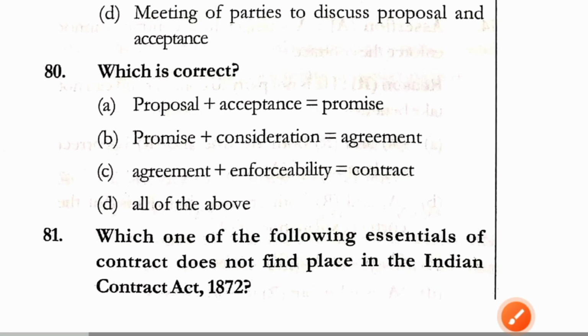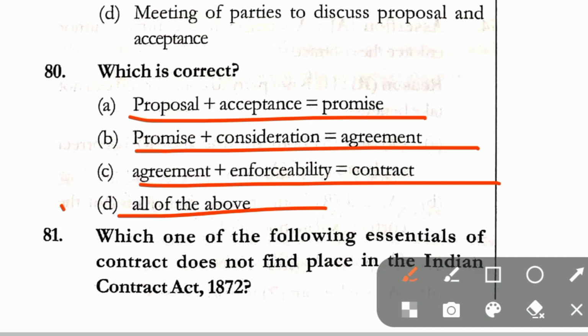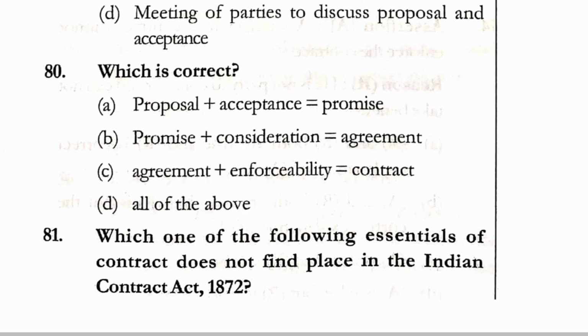Question number 80. Which is correct? Proposal plus acceptance is equal to promise. Promise plus consideration is equal to agreement. Agreement plus enforceability is equal to contract. And option D, all of the above. Correct answer here is option D, that is all of the above. All the above given options are the correct options.